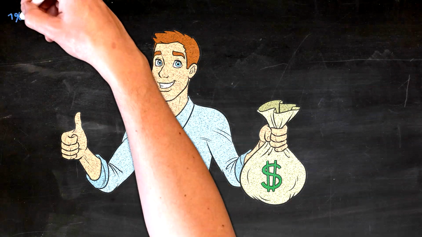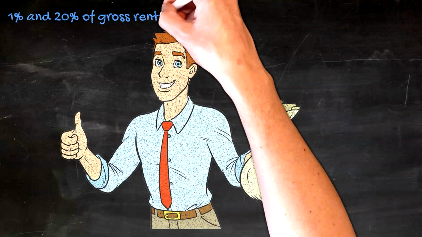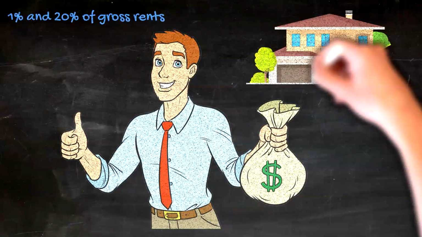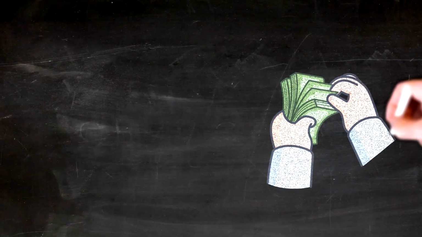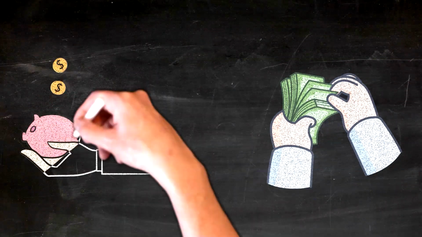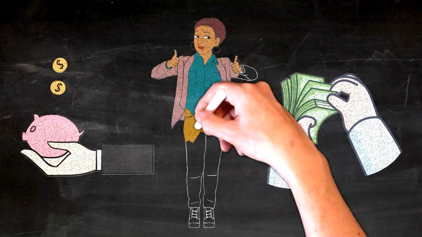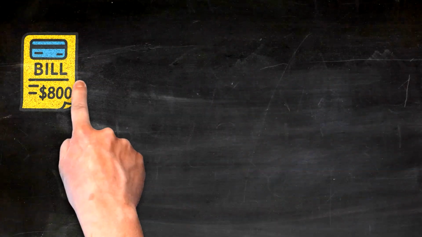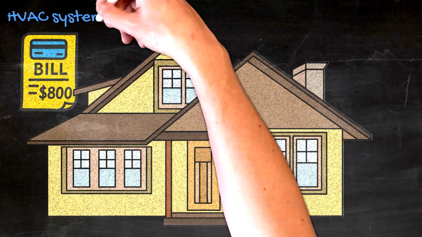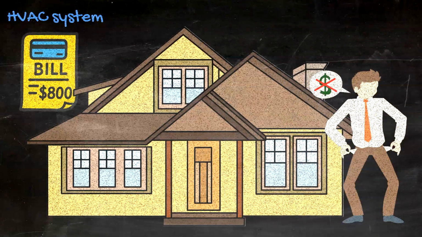I recommend budgeting between 1% and 20% of gross rents, depending on the property's age and condition. Think of it like a rainy day fund. You're not just covering today, you're preparing for tomorrow. The last thing you want to do is completely ignore these expenses and then have to foot a giant bill for a new roof or an HVAC system when you might not have the cash readily available.